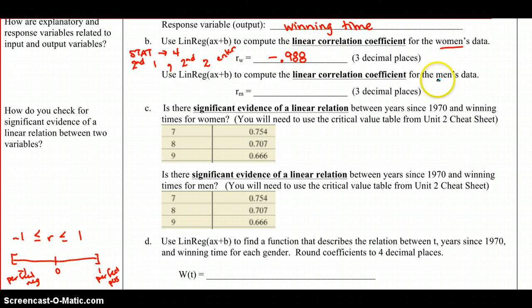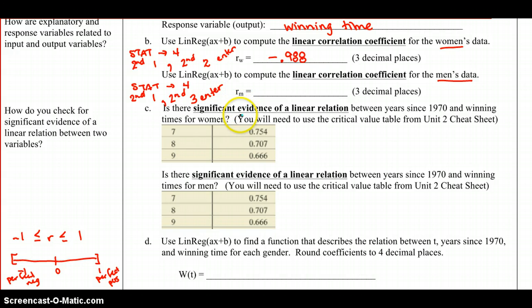Okay, so now if we look at the men's data, again using linear regression, so we're going to hit stat, right arrow, and 4 to choose linear regression. And now the input variable is still time, so second function 1 for L1, but now we need the winning times for the men, which are in L3. So we're going to hit second function 3 for L3, and then hit enter.